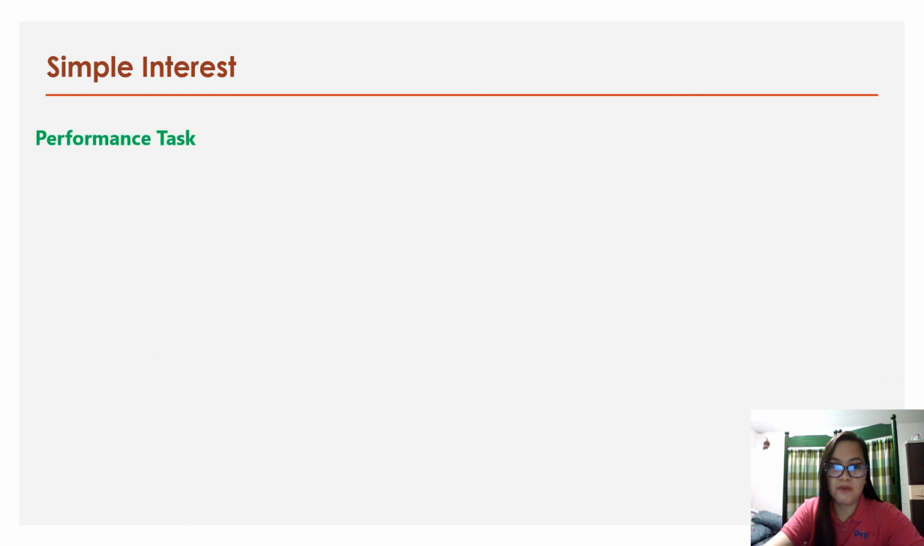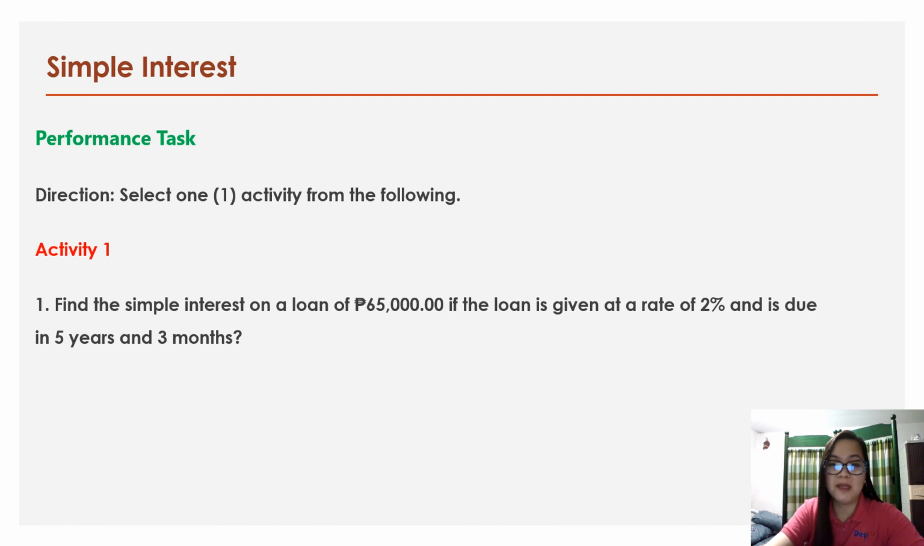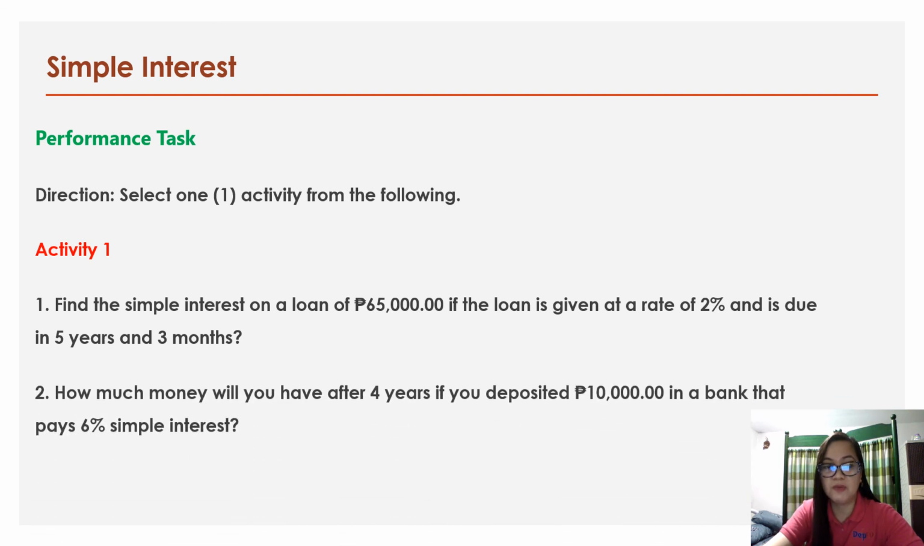And for our performance task, select 1 activity from the following. We have here activity 1. Number 1, find the simple interest on a loan of 65,000 pesos if the loan is given at the rate of 2% and is due in 5 years and 3 months. And number 2, how much money will you have after 4 years if you deposited 10,000 pesos in a bank that pays 6% simple interest?